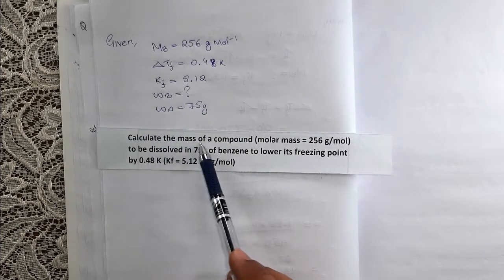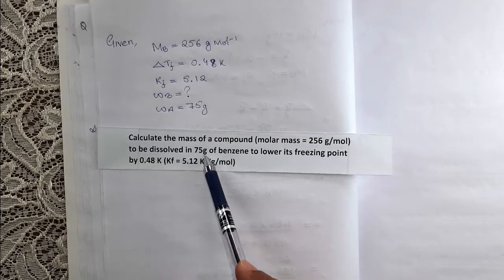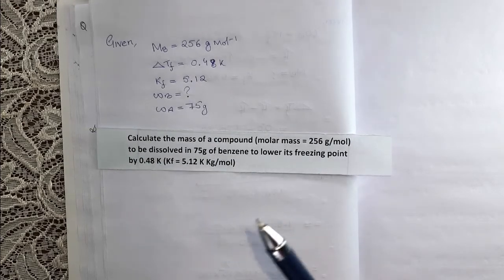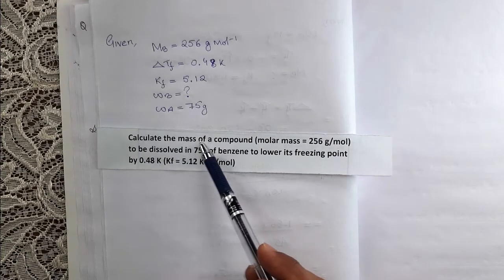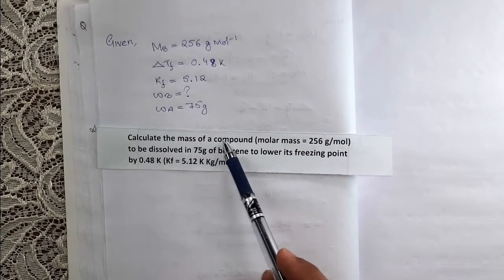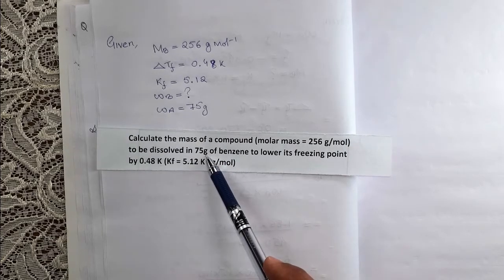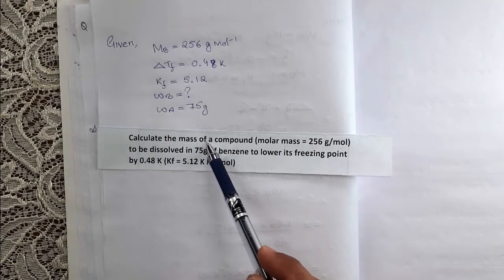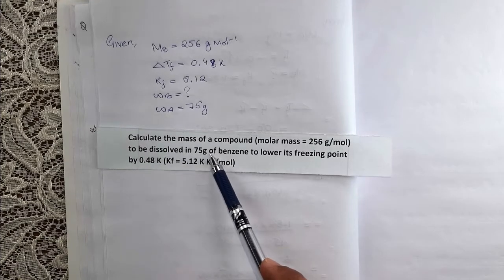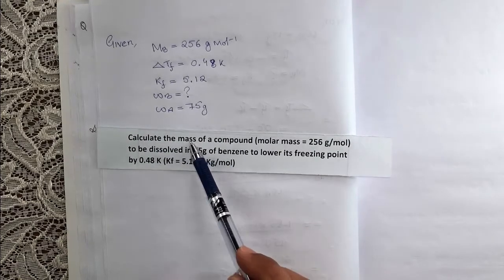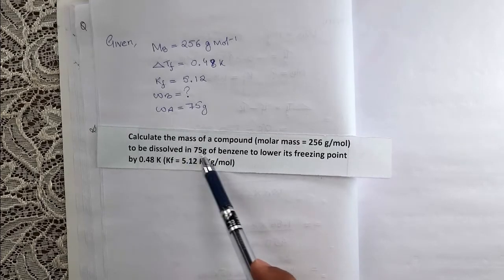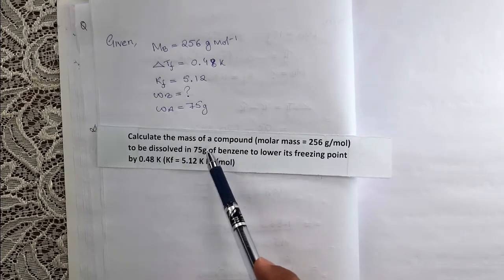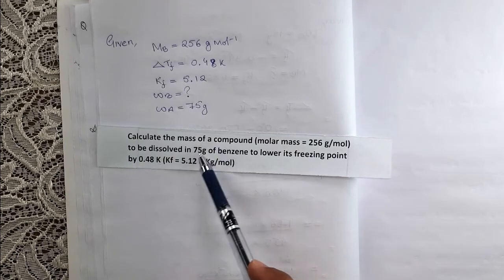So calculate the mass of a compound that should be dissolved in 75 gram of benzene. Previously also I have said that we dissolve a solute in a solvent. So out here this becomes your solute. They are asking you what is the mass of the solute that should be dissolved in 75 gram of solvent. So there is a mass here and a mass here, so both will be in gram. The first one shall be WB, the second one shall be WA.